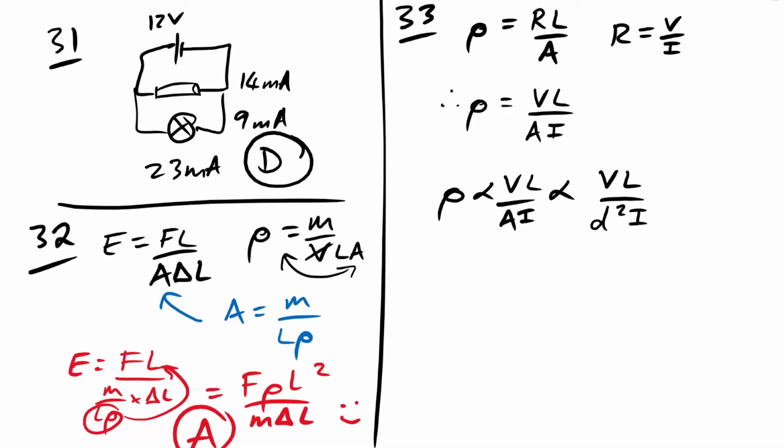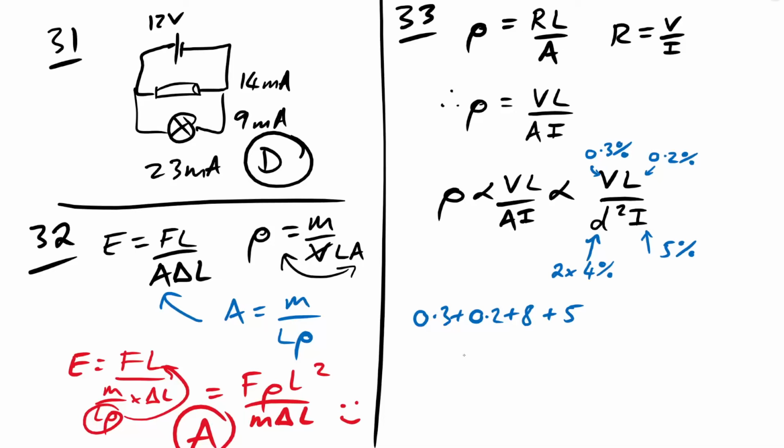So let's check out all our uncertainties. For the PD, we have 0.3%. For the length, we have 0.2%. For the diameter, we have 2 times 4%. And then for the current, we have 5%. So therefore, 0.3 plus 0.2 plus, I'm just going to call that 8%, plus 5. And that gives us 13.5%. Is that one of our answers? Yes, it is. The answer is C.